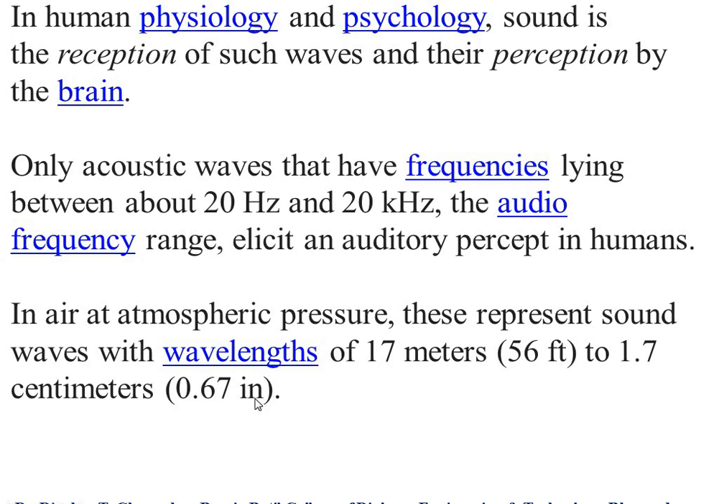So in human physiology, sound is the reception of such waves and their perception by the brain. Why is it possible? Because sound waves in the range 20 hertz to 20 kilohertz, the audio frequency range, elicit an auditory perception in the human body. They represent sound waves with a wavelength of 17 meters to 1.7 centimeters, that is 56 feet to 0.67 inch. IN means inch, FT means feet, and this is meter.